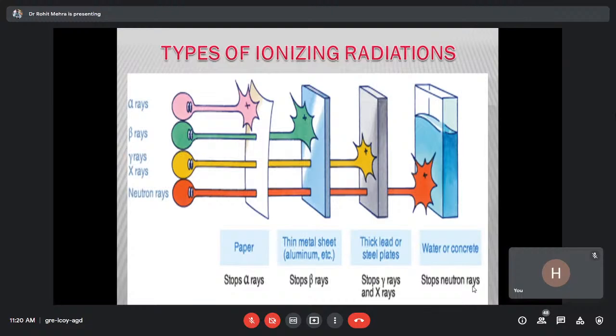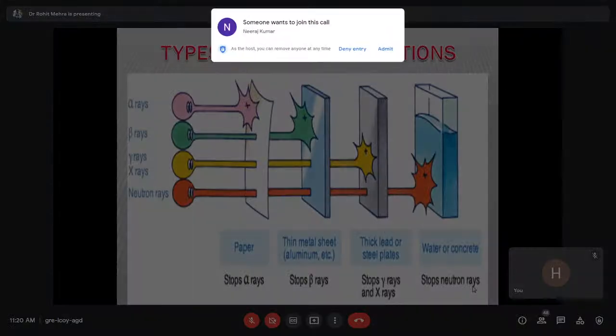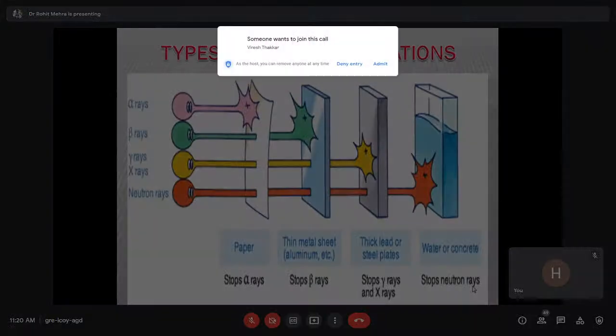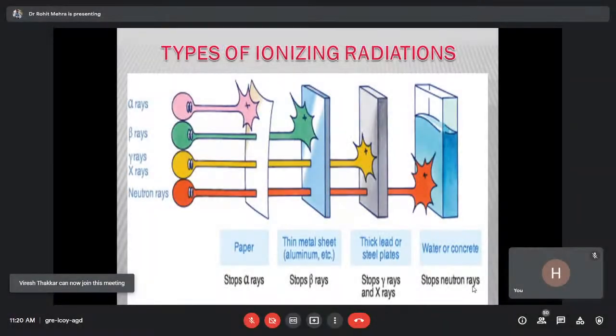So alphas can be stopped by a thin sheet of paper, betas can be stopped by a thin sheet of metal, and gammas or X-rays can be stopped by thick lead sheets. For neutrons, you have to use concrete or heavy water, which is very commonly used in nuclear reactors also. Though neutrons are not directly radioactive in nature, once they fall on materials, they allow alpha, beta, and gamma to come out. So that is why we have made 4 categories instead of 3.